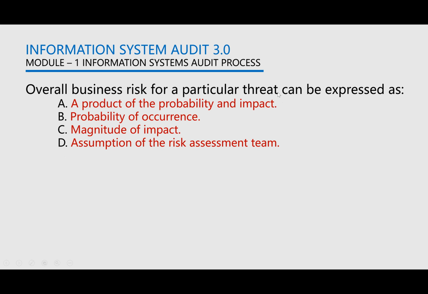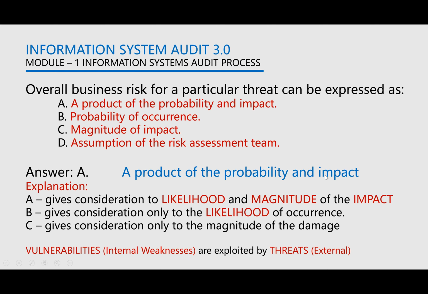Overall business risk for a particular threat can be expressed as, now I'm talking about the inherent risk of the business. So how do you define inherent risk? A, a product of probability and impact; B, probability of occurrence; C, magnitude of impact; and D, assumption of the risk assessment team. It is a product of probability and impact. The criticality will define the overall business risk.